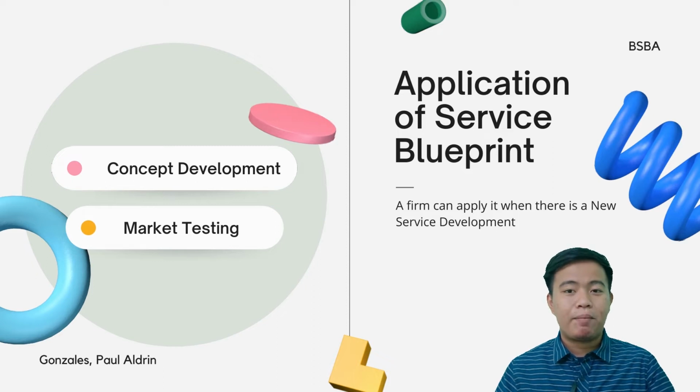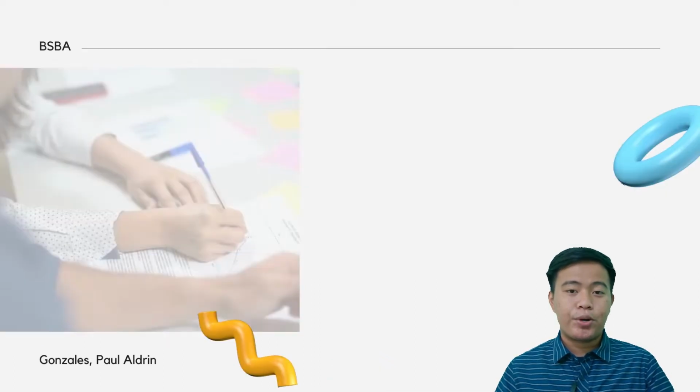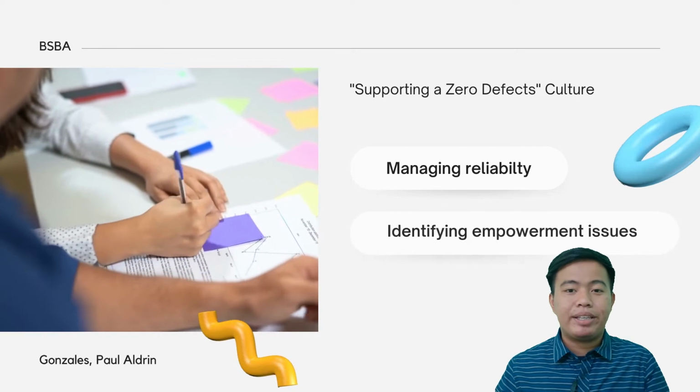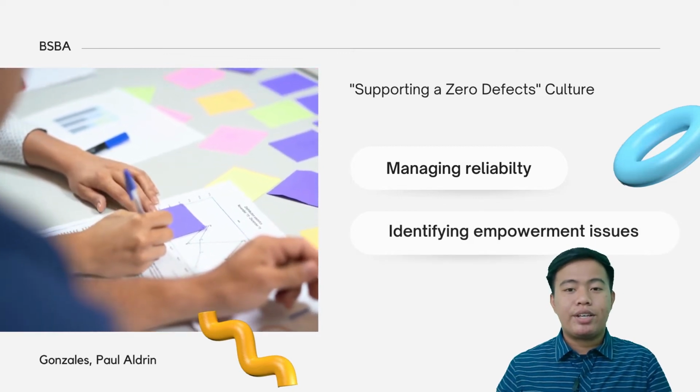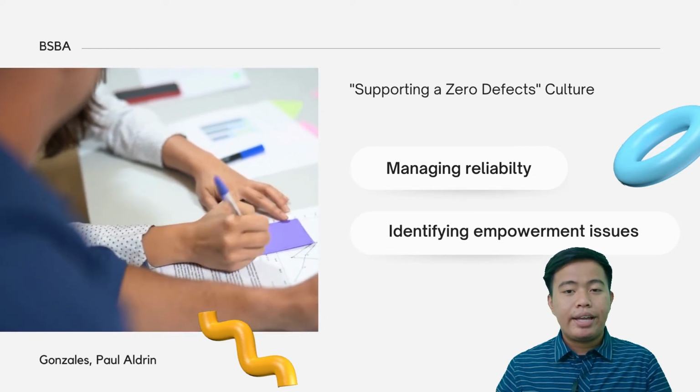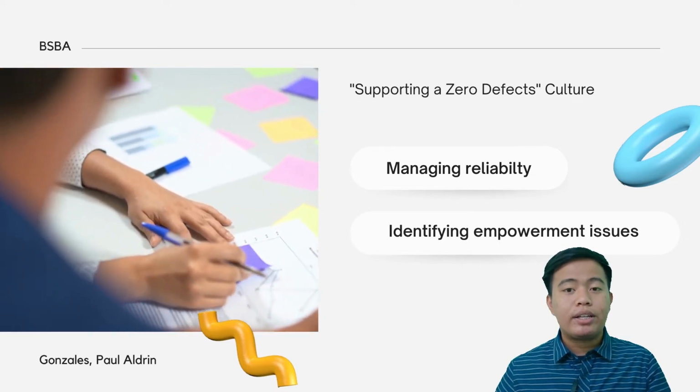Also, a business can apply a service blueprint when supporting a zero defects culture, like when we talk about managing reliability or identifying empowerment issues. The idea here is you can increase profits both by eliminating the cost of failure and increasing revenues through increased customer satisfaction.